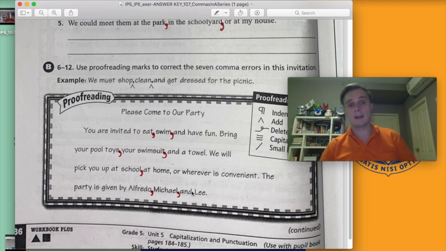Again, give yourselves a score out of 7, please. I hope you've got 7. 5, 6, or 7 is good. 4 or below need to be a bit more careful.